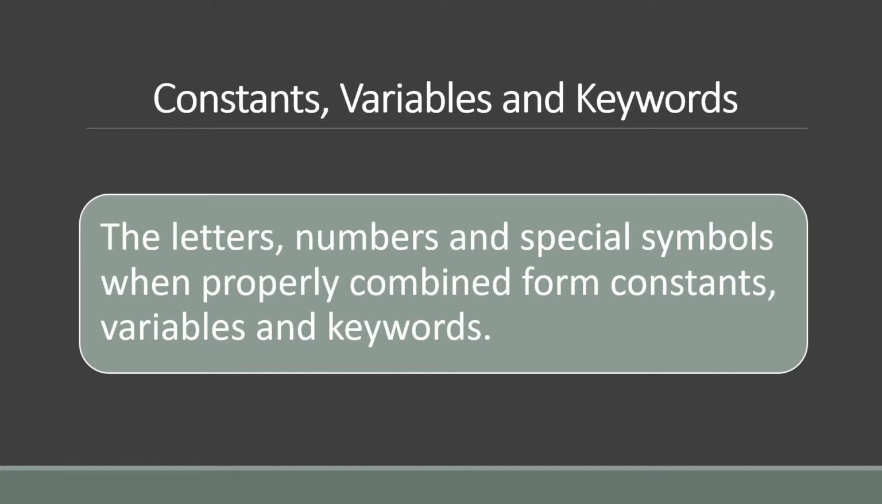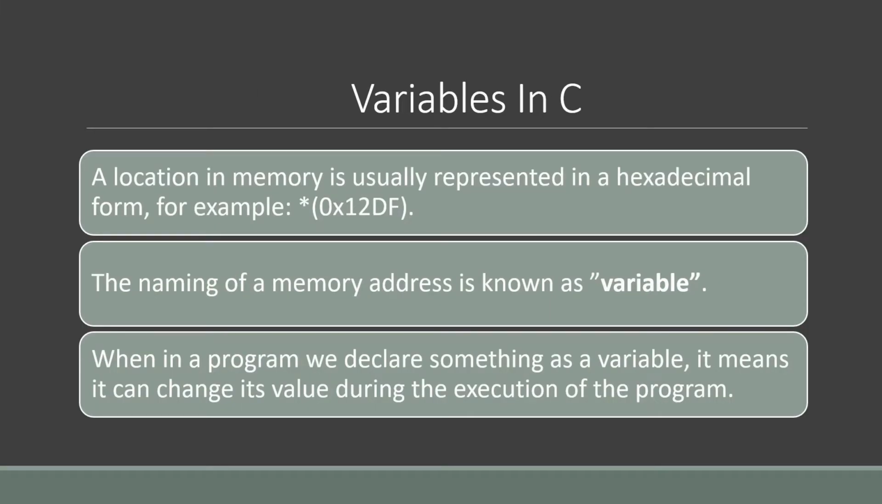The letters, numbers, and special symbols, when properly combined together, form constants, variables, and keywords. Let's now try and understand what are variables and the rules for constructing variable names. When any type of information is stored in a computer, it is stored in its memory space. A location in memory is usually represented in a hexadecimal form. This is an example of a memory address represented in hexadecimal form. This is very difficult to remember from a user's point of view.